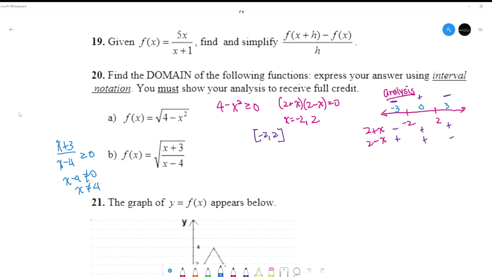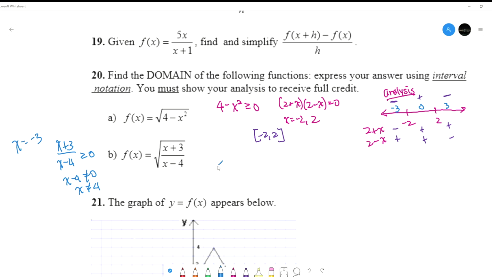So in the numerator, I have x plus 3 is greater than or equal to 0. So x has to be greater than or equal to negative 3, right? Oh, I'm sorry, not negative 3. Why did I do that? Hold on. Let me start back over here. Okay, the numerator cut point, let me write that over here. x equal to negative 3 is the numerator cut point, right?